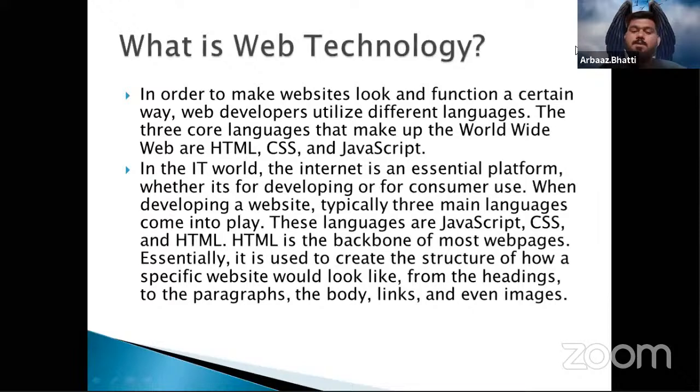In order to make a website look and function a certain way, different languages are used. The three core languages for developing web pages are HTML, CSS, and JavaScript. All the other applications are based on these languages. They are the base native languages for all the other applications we are going to study, like WordPress. The internet is an essential platform used for development purposes. So web technology connects web pages to the internet and makes them available to all the different users all over the world. Am I clear regarding this?